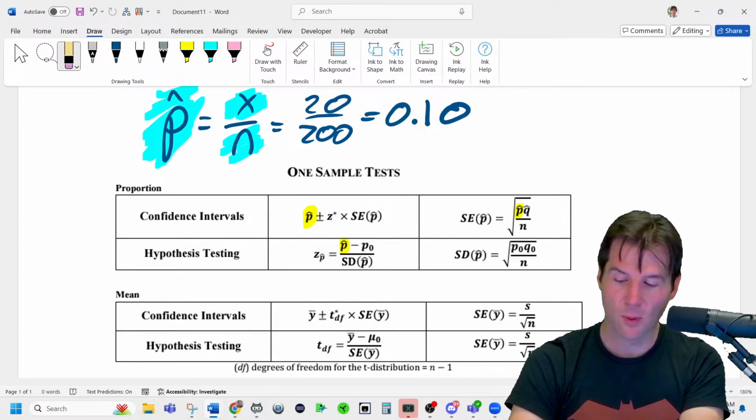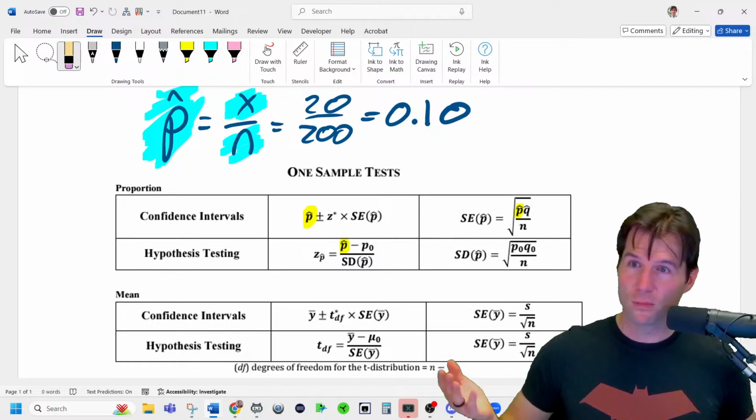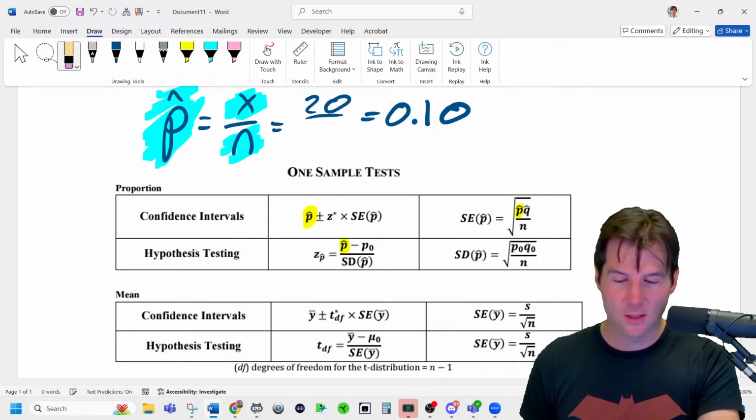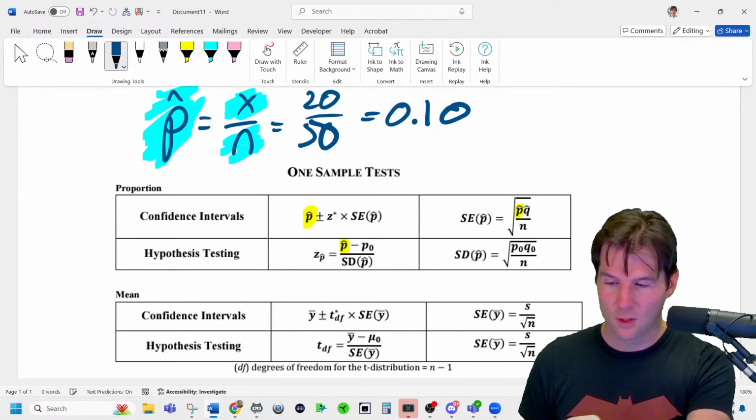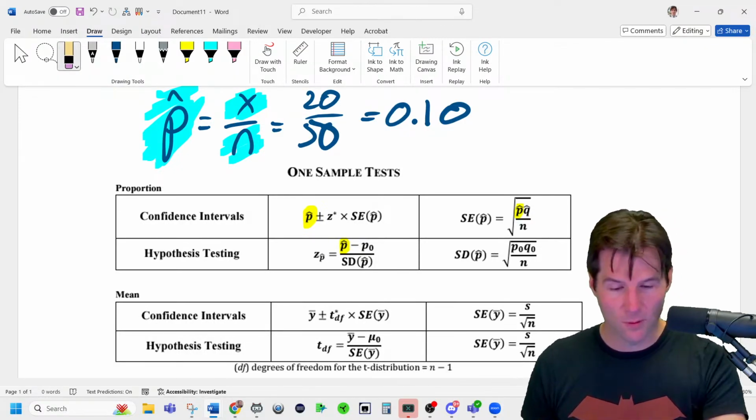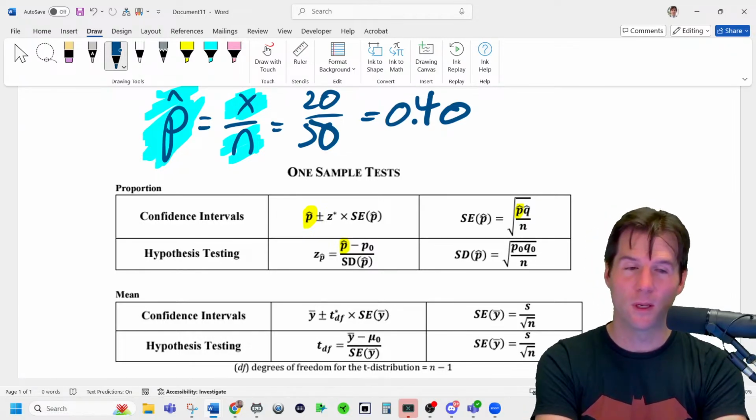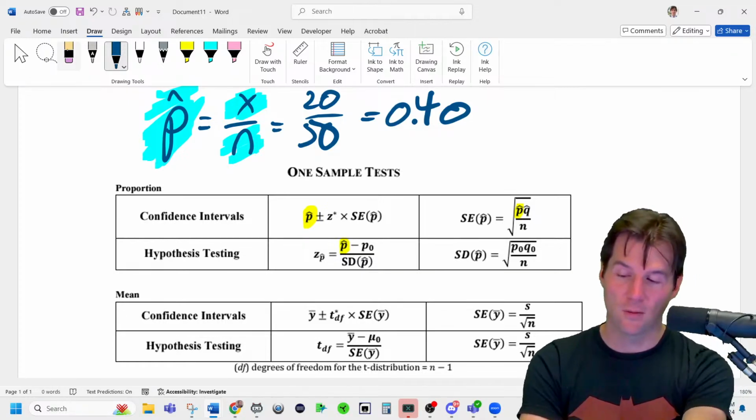P hat is the sample proportion, which is an estimate of what the true proportion is. Like you talk to 50 people, 20 of them like mushrooms on pizza. Well, then your best guess is 40% of people like mushrooms on pizza. So think about that. You talked to 50 people, 40% of them, 20 out of the 50, like mushrooms on pizza. So that's what a sample proportion is, an estimate of the true proportion taken from a sample.